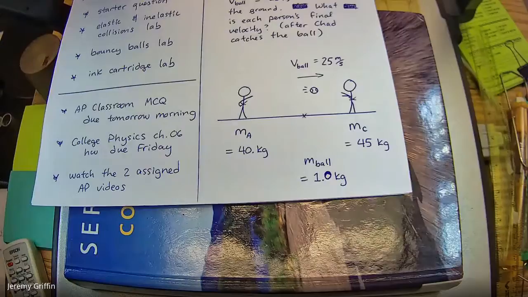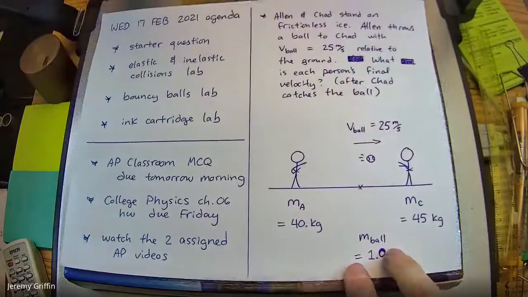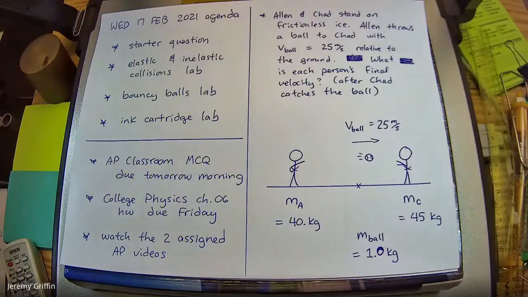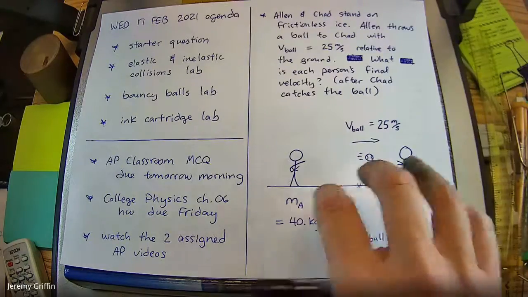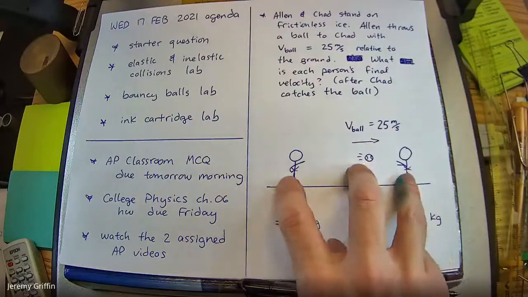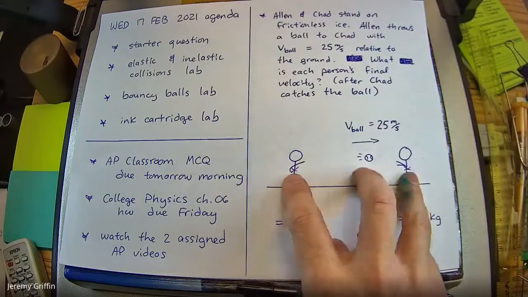Questions about this so far? Because I can think of some other questions that AP might like to ask you. Remember how AP really likes center of mass questions? Let's think about what's going on with the center of mass within the system. Let's consider maybe a three-object system. So Alan, Chad, and the ball. That could be three objects in the system.